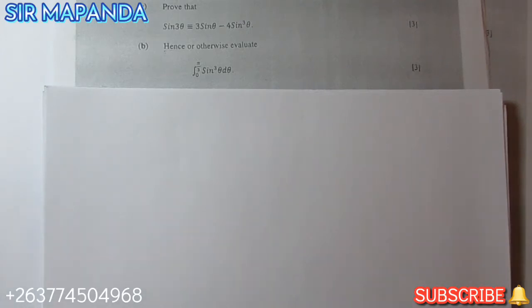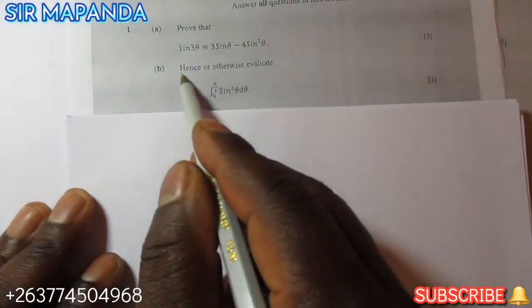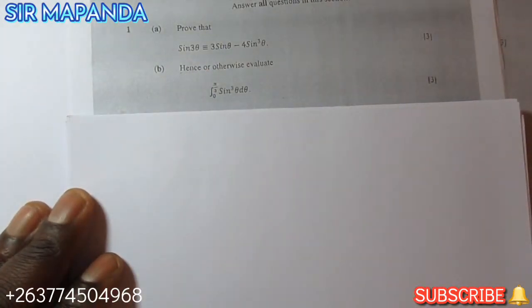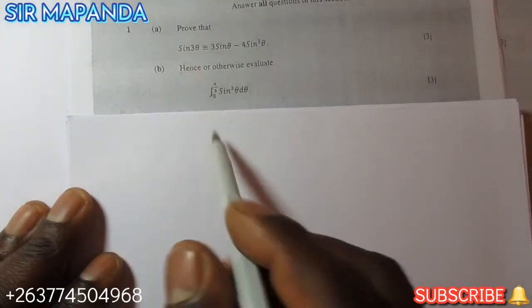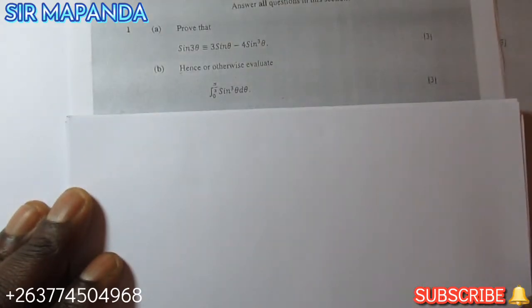We are now moving on to part B of the question. It reads, hence or otherwise evaluate the integral of sine cubed theta d theta with upper limit pi over 3 and lower limit 0. This word hence means use the previous result to solve the current question. In our previous result, we managed to prove that sine 3 theta is identical to 3 sine theta minus 4 sine cubed theta.